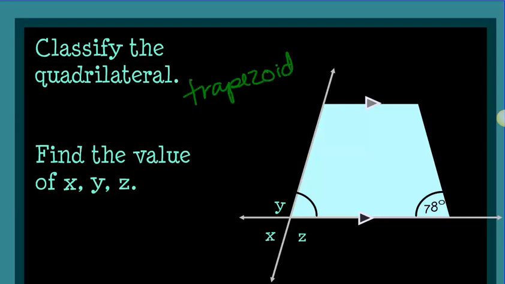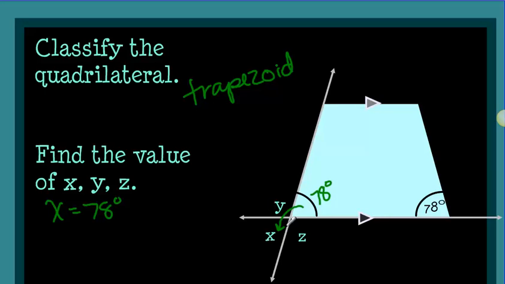This time we're going to be asked to find x, y, and z. We know this angle measure because it matches this one. It has a common symbol, this arc. So we have 78 degrees here. By vertical angles, we can tell what x is. So the measure of angle x is 78 degrees.